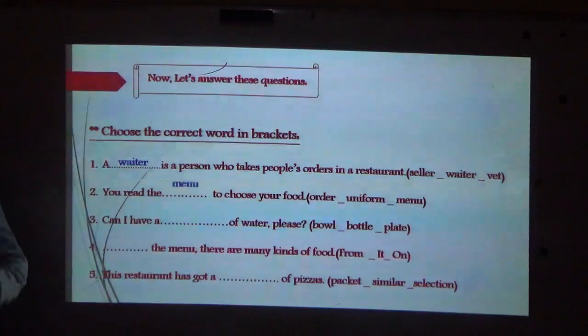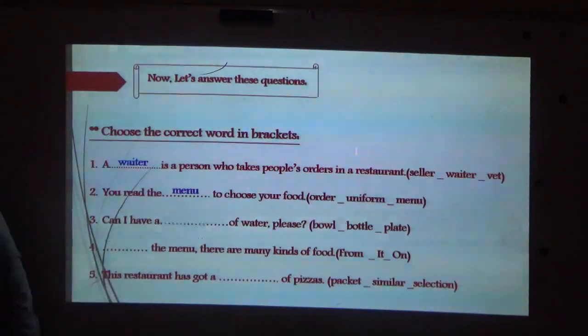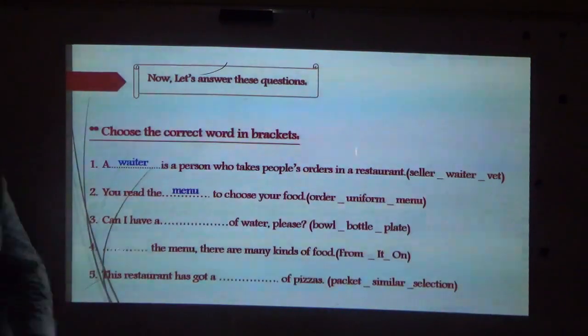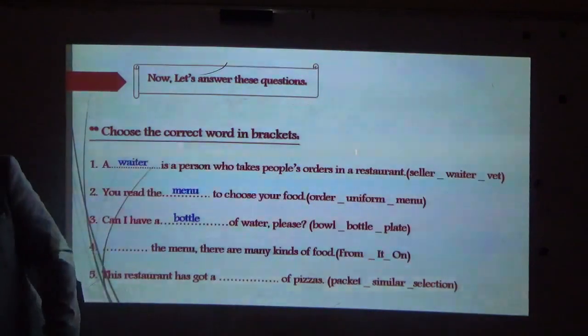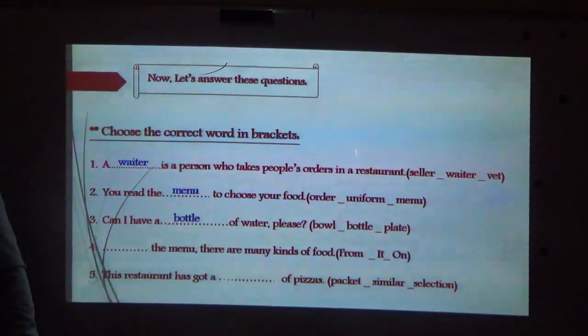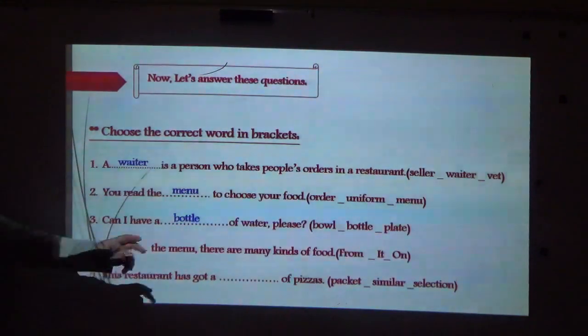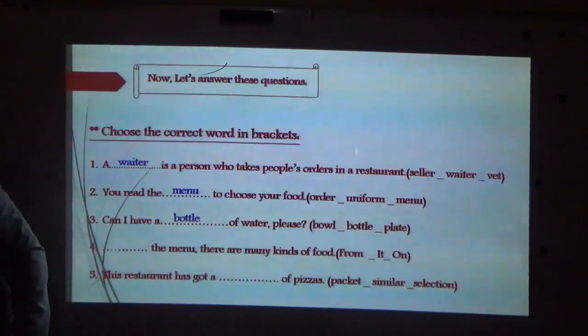We use the menu to select our food at the restaurant. Number three, can I have a blank of water, please? Bowl of water, bottle of water, or plate of water? Yes, it's very easy. Bottle of water, excellent. Number four, on the menu there are many kinds of food. Which preposition can we use? From, it, or on? Excellent, on the menu.